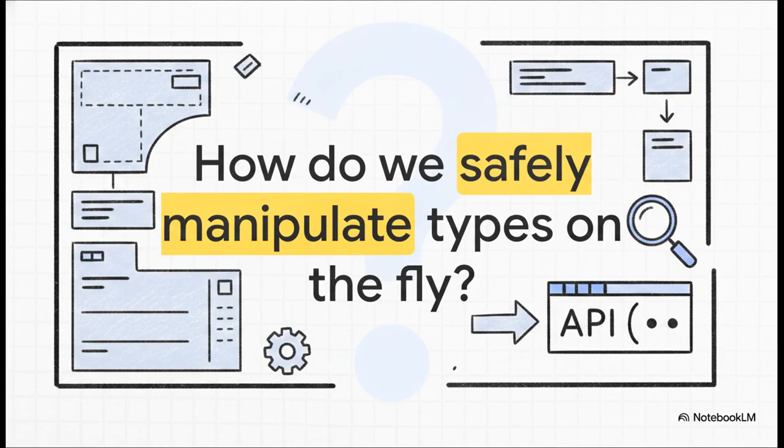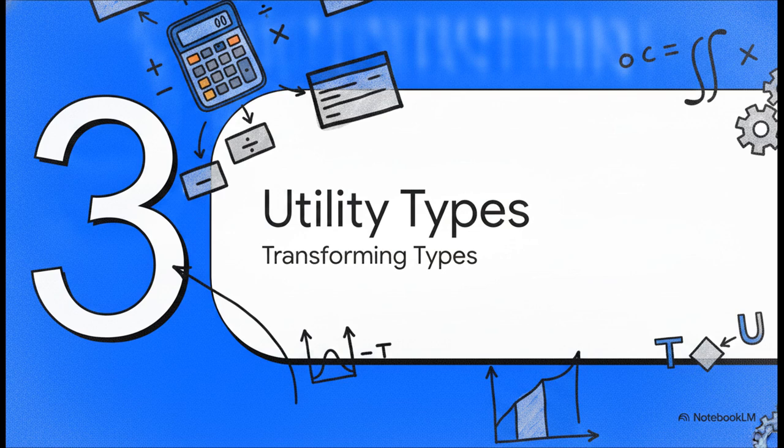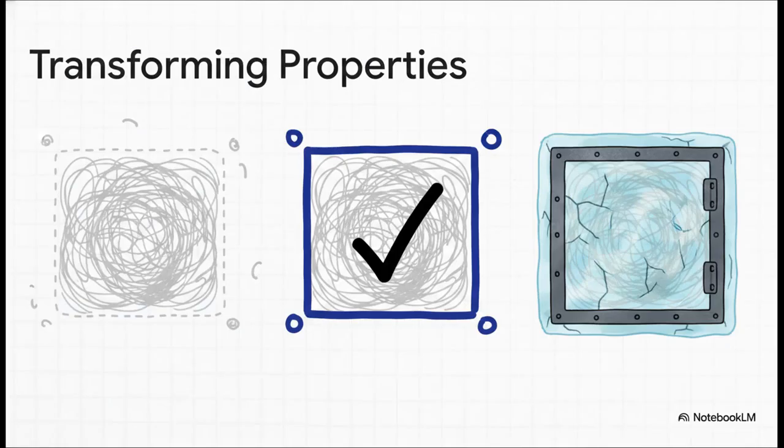Okay, but what happens when you have a perfect type already defined, but for one specific API call or function, you just need a slightly modified version of it? You definitely don't want to copy and paste the whole definition just to change a single field. That leads us right into Section 3, TypeScript utility types. Think of utility types like math operations for your code.